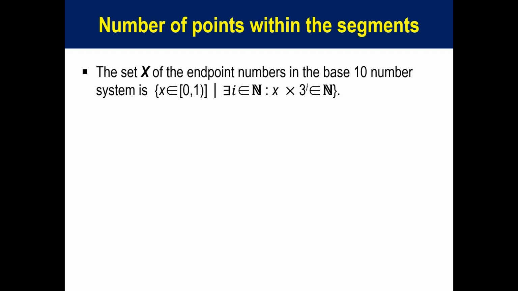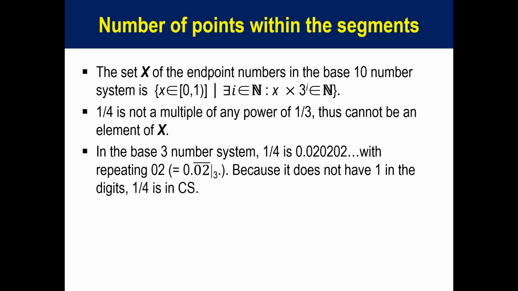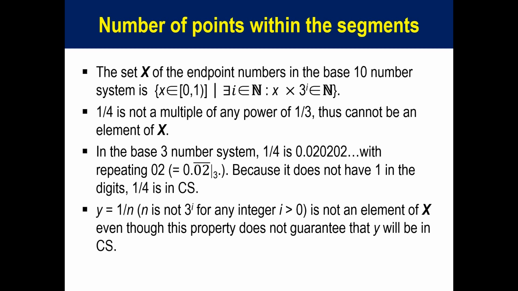The elements in the set X of endpoint numbers in the base 10 number system are the numbers x which become a natural number when multiplied by 3 to the power i. 1/4 is not a multiple of any power of 1/3, thus cannot be an element of X. In the base 3 number system, 1/4 is 0.02022... with repeating 02, which is 0.02 bar. Because it does not contain 1 in the digits, 1/4 is in the Cantor set. Y, which is 1/n, when n is not 3 to the i for any integer i, is not an element of X, even though this property does not guarantee that Y will be in the Cantor set.